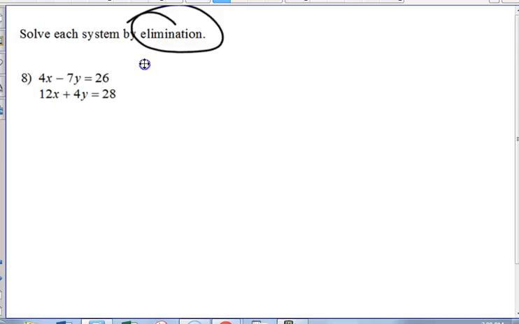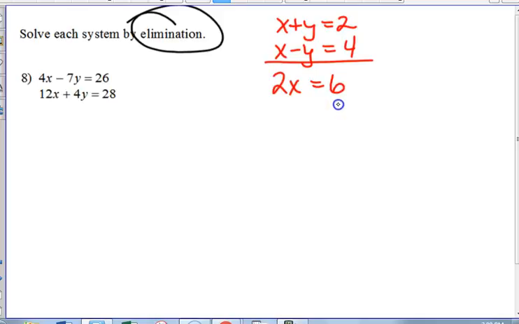Solve each system by elimination. Guys, super quick review of elimination. Remember when you would have something like this? And you would go, oh, if I just add those together, the y's would drop out. Remember that? That's elimination method, okay? This is my favorite. I like elimination.